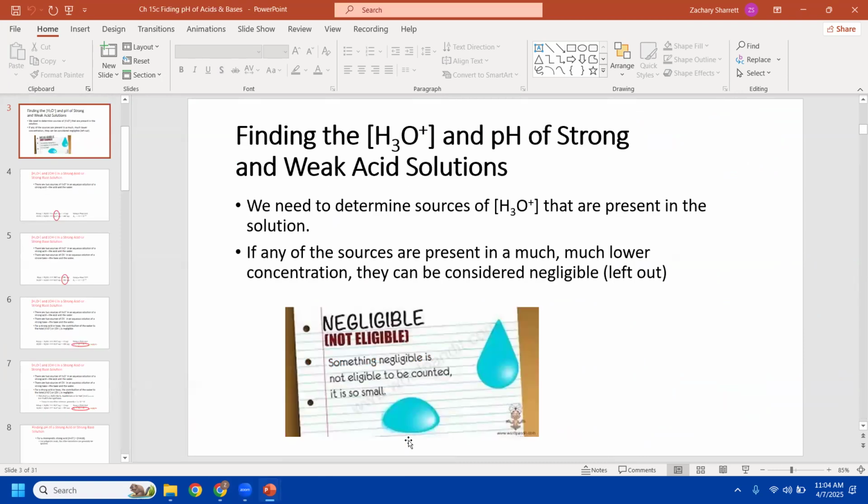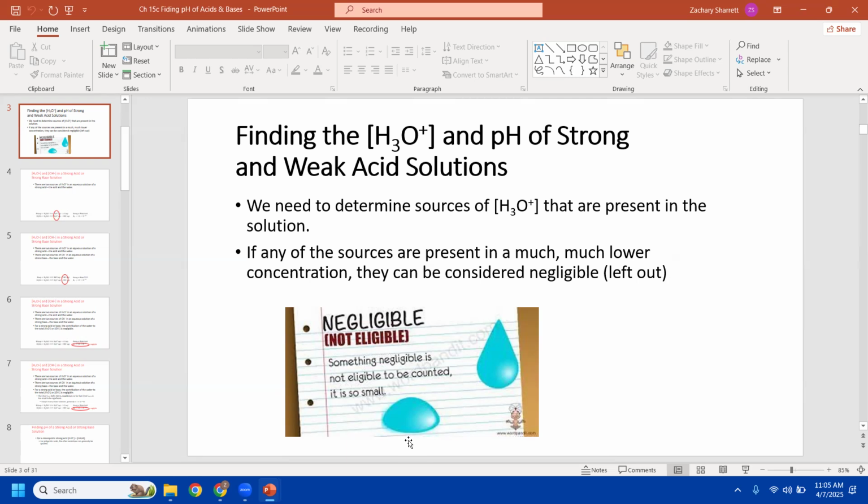So let's talk about the things that we're actually going to have to do. We're going to lab this week. We're going to have to calculate, what was the name of the lab again? Who said it? Determining the Ka and the Kb from the actual pHs of the solution.